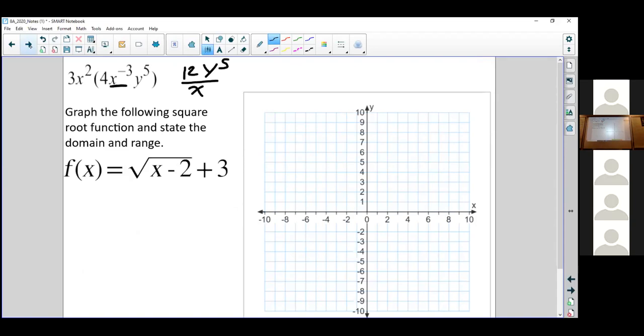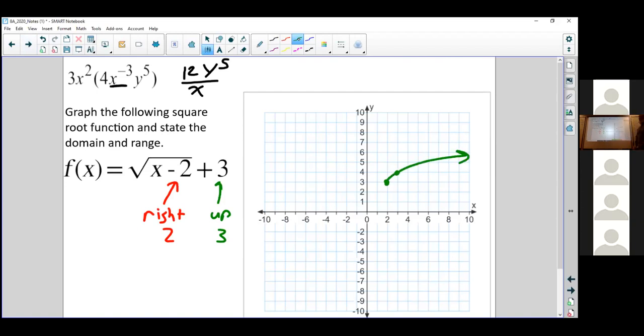All right, so now we want to graph the following function. So let's take care of the shifts first. So this is going to go right 2. This is going to go up 3. Okay, normally I'd start at 0, 0, but because I'm going right 2 and up 3, this graph is going to kind of look like this.